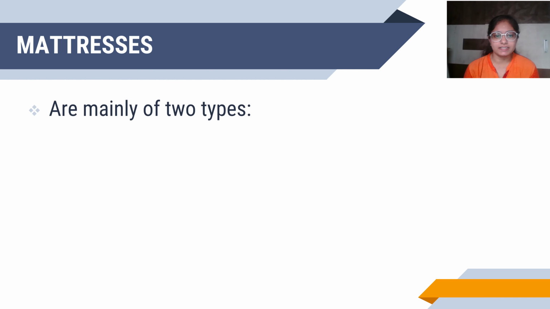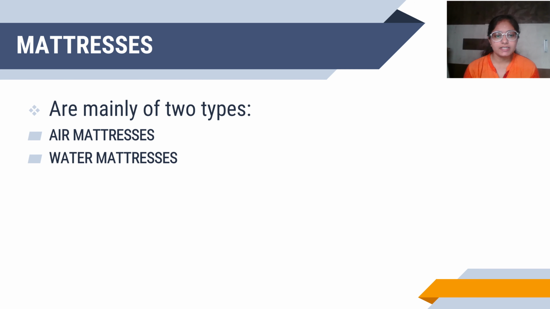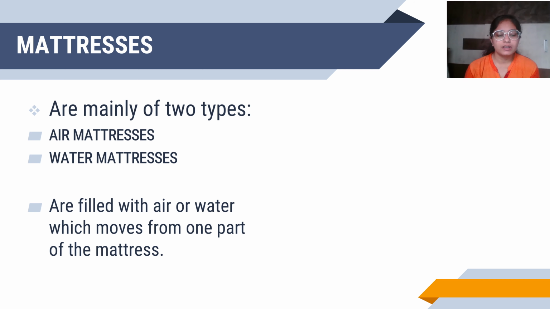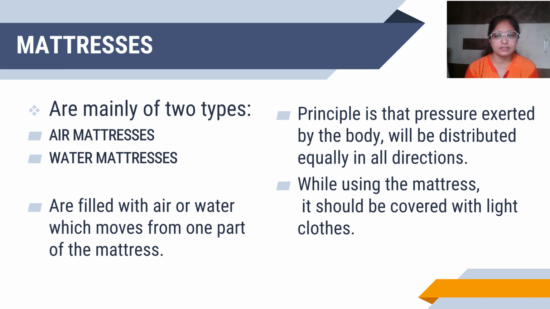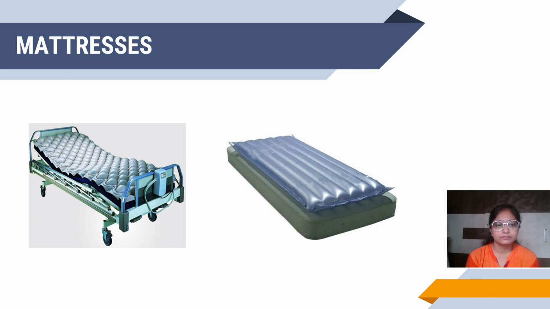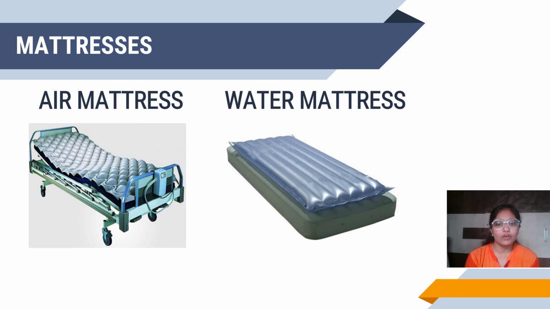Another is mattresses. Mattresses are mainly of two types. First is air mattress, second is water mattress. Mattresses are filled with air or water which moves from one part of the mattress to another. The principle behind the mattress is that when pressure is exerted by the body, it will distribute it equally in all directions. While using, the mattress should be covered with light clothes. This is a picture of an air mattress as well as a water mattress.